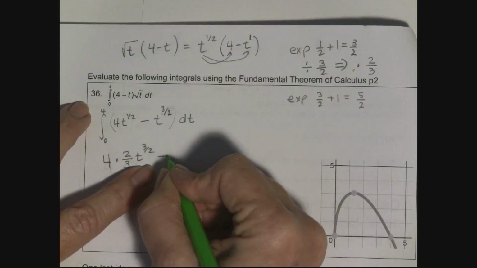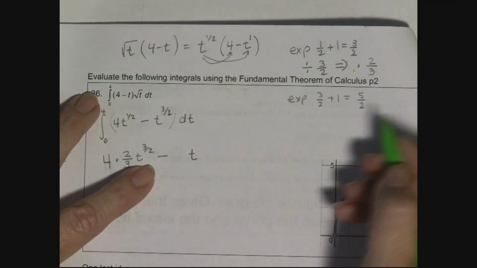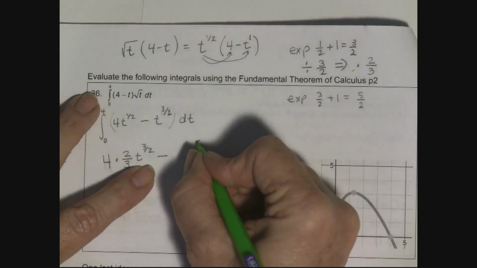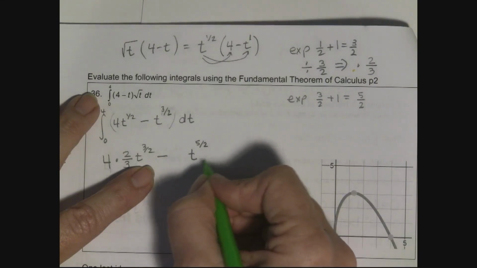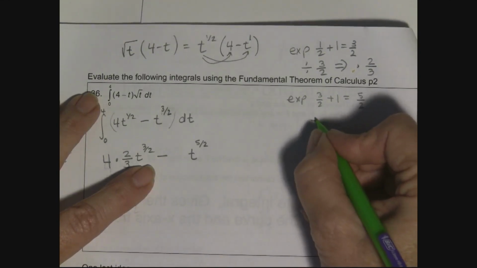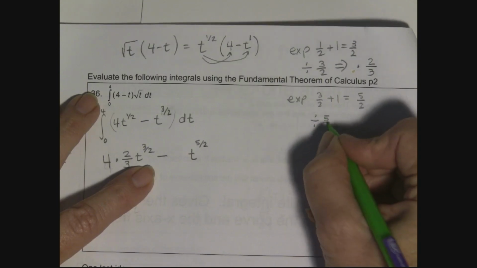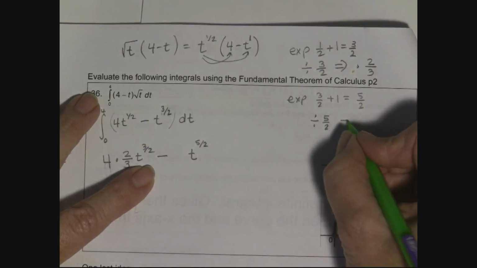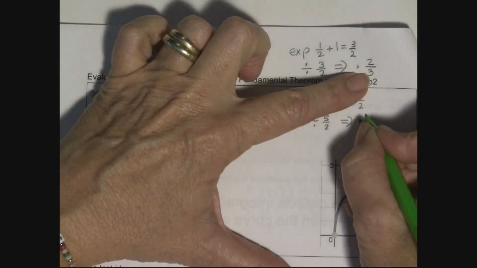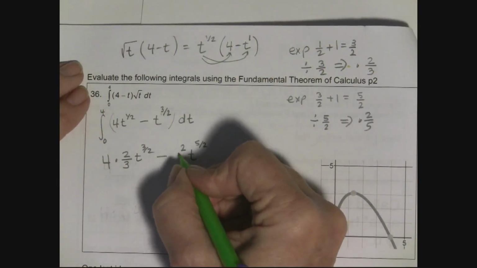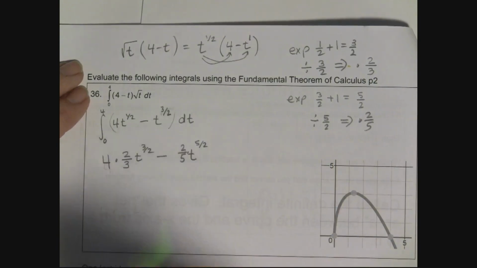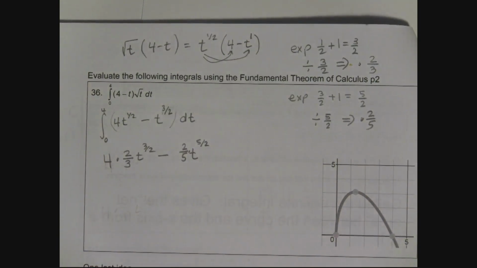So this is going to be minus, and this is t to the 5/2. And because that's a fraction, instead of dividing by 5/2, I say, well, dividing by 5/2, because you divide by the same darn thing, is the same as multiplying by 2/5, the reciprocal. So I come right here and I multiply by 2/5. And then we learned in the last problem that, so there's my antiderivative.